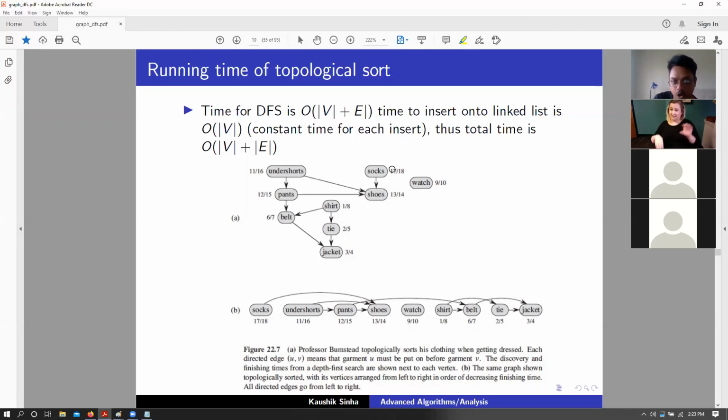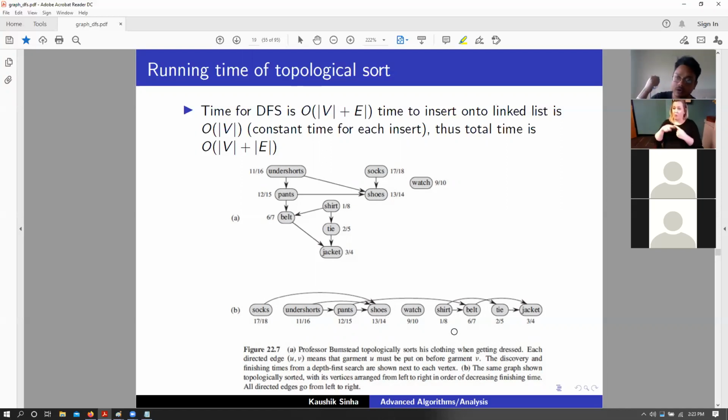So first comes socks with a post-visit number of 18. So you push that in the front of your linked list. So socks comes first. Then the next one that we have is undershorts, with a post-visit number of 16. Right. So a post-visit number of 16 goes next in your linked list. Then comes pants, then comes shoes, and so on. So that is how we keep on inserting as we come out of our recursive calls.